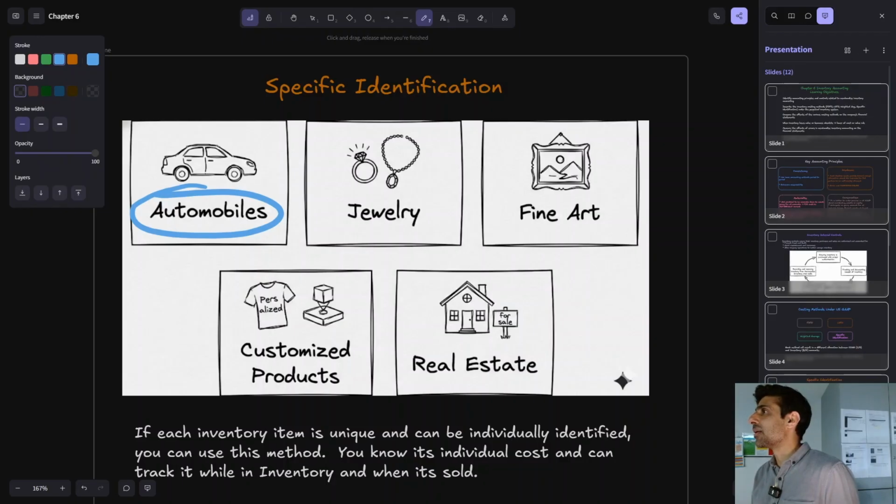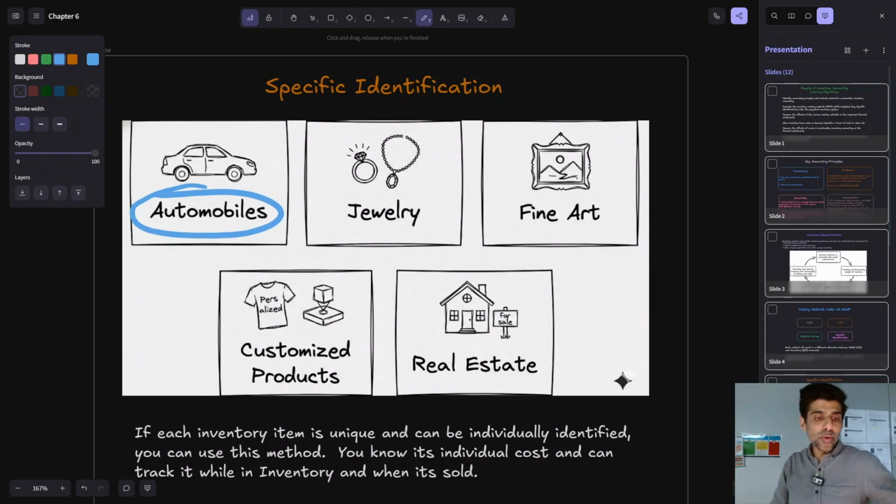So if you had 1,000 cars, you can track them individually, especially for Toyota or these automakers that are very, very good about their inventory management. You even know the cost of that exact car. And so you can track them, and when that car sells, you can see what that car cost to make, and you can expense it exactly.